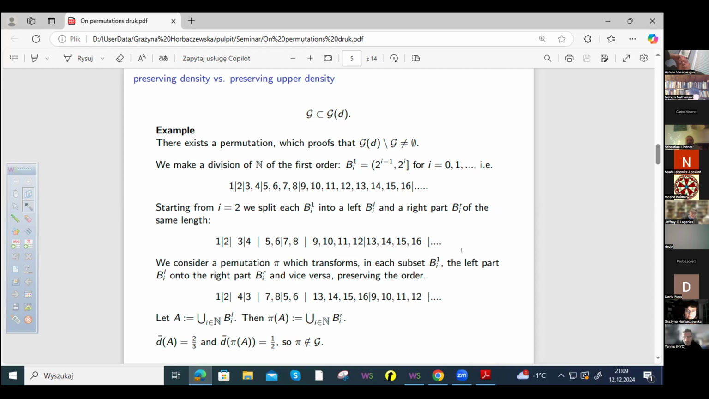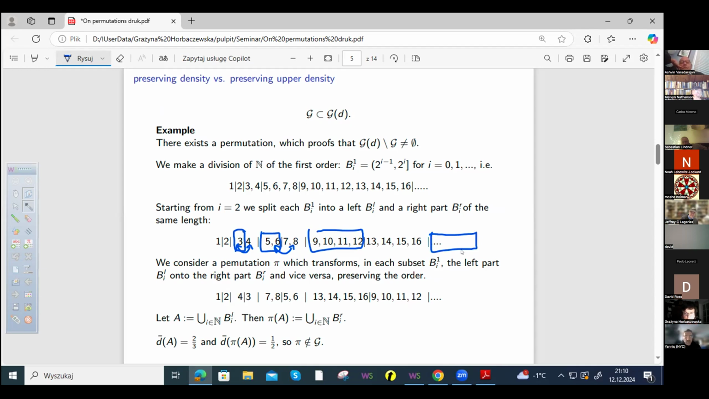And now we consider a permutation which changes only within this set bi1, it interchanges these groups, but can you see we don't change the order? So we exchange 5, 6 with 7, 8, we don't change the order, and here it's again the same. Okay, and now think about a set which consists only of the left parts, let's say, of each division. So we take as a set A, 3, then 5, 6, then this part, and so on. These left parts of each set from this division.